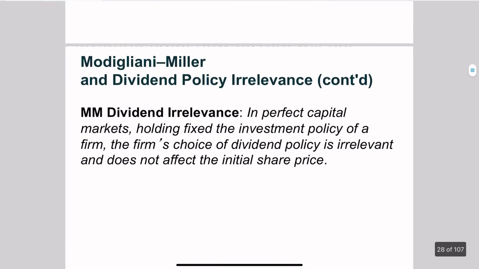So basically, this is just an application of the theorem, right? We're having a perfect capital market. So you can see that the firm's choice of dividend will not affect the firm's value, and it will also not affect the firm's initial share price.